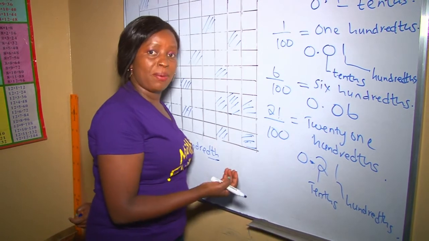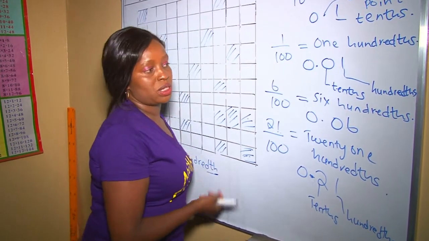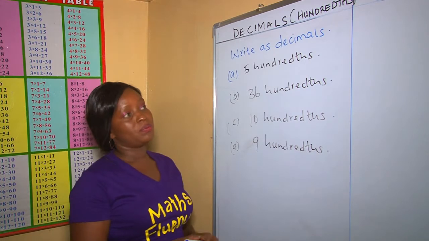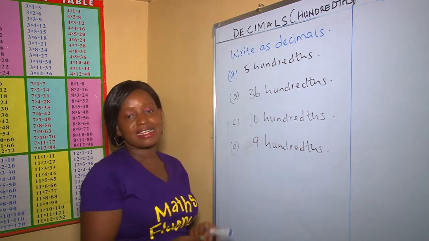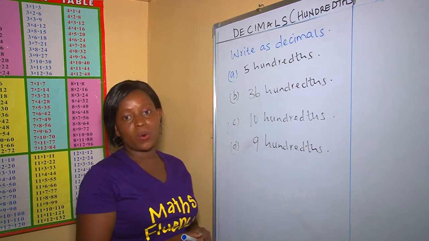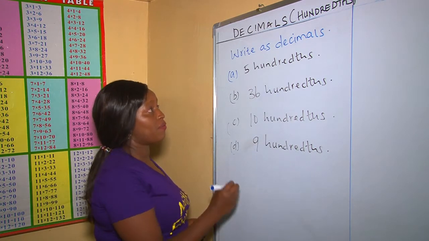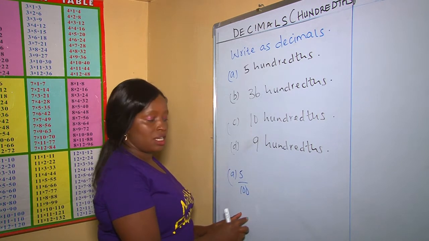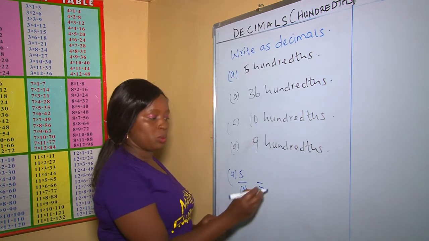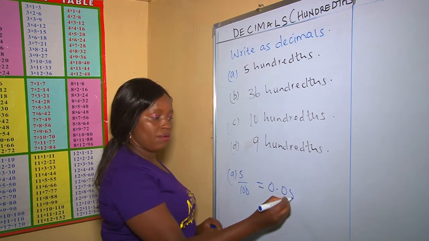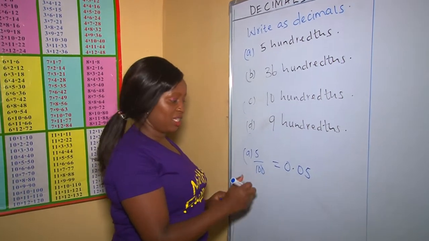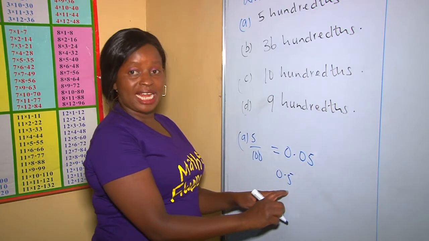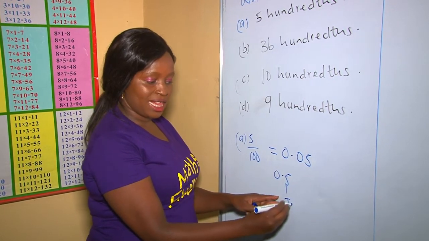Let's get more examples and try to write them as decimals. In this question, we have been told to write each as a decimal. To begin with our first question, which is 5 hundredths. As a fraction, it's 5 over 100. Therefore, as a decimal, it's going to be 0.05. Remember, if you write it like 0.5, this is not 5 hundredths, this is 5 tenths, because it stands in the position of tenths.